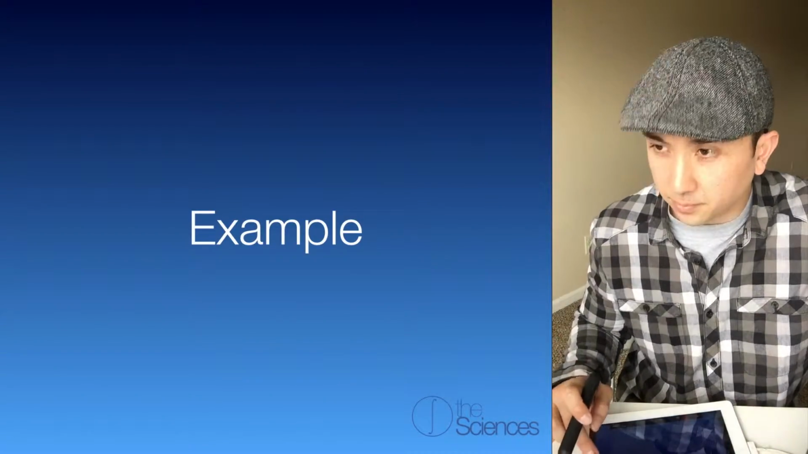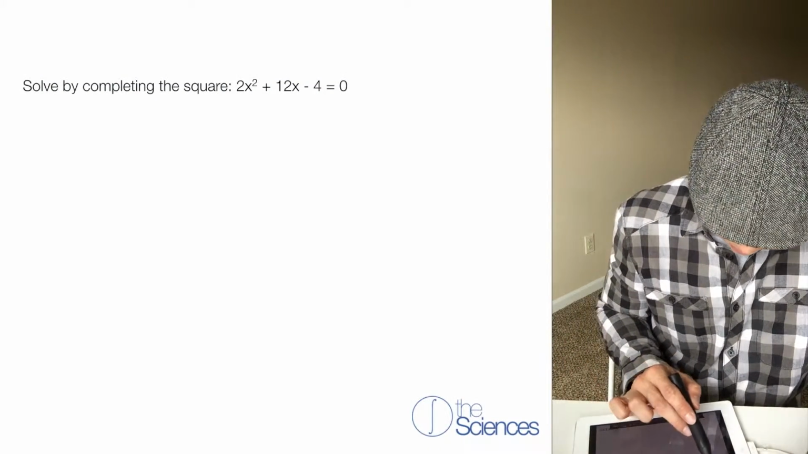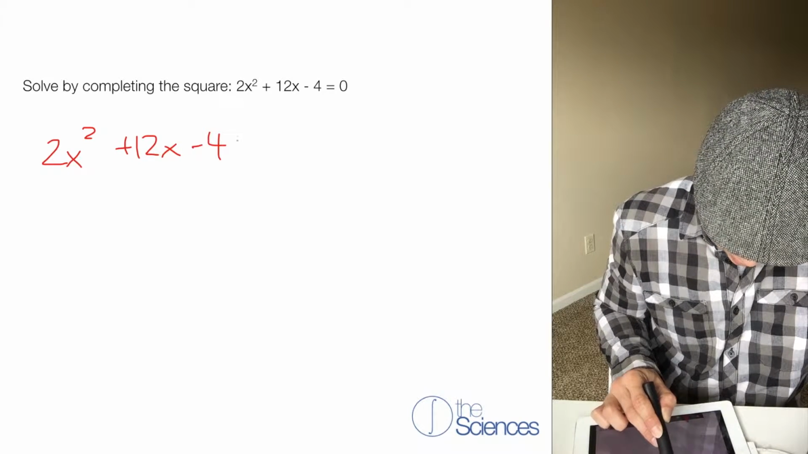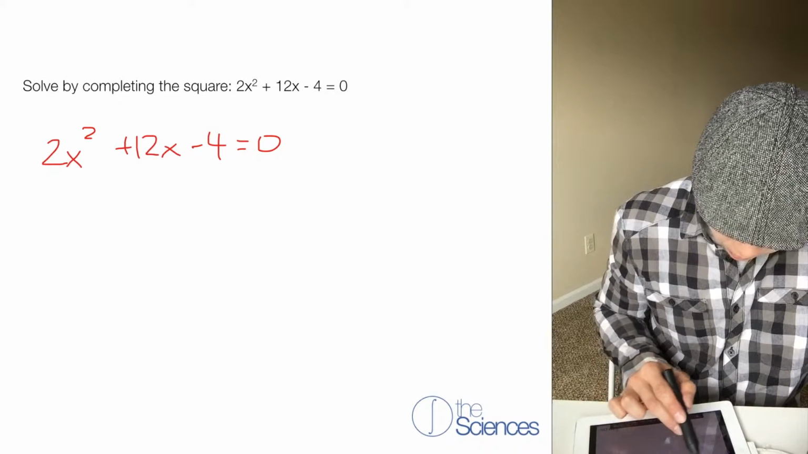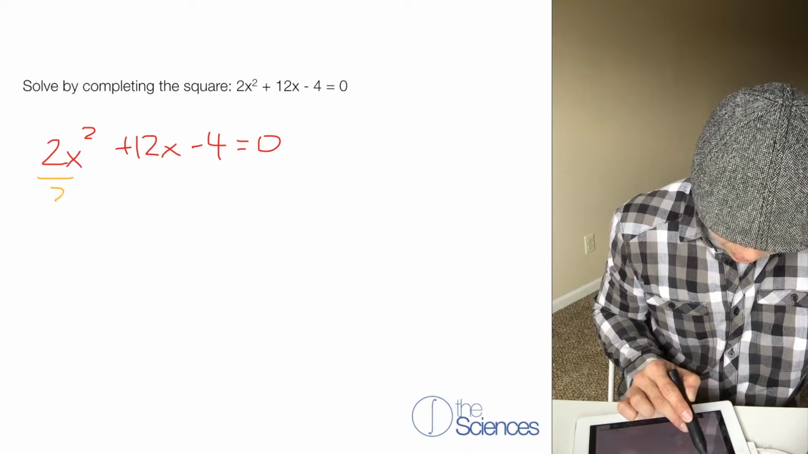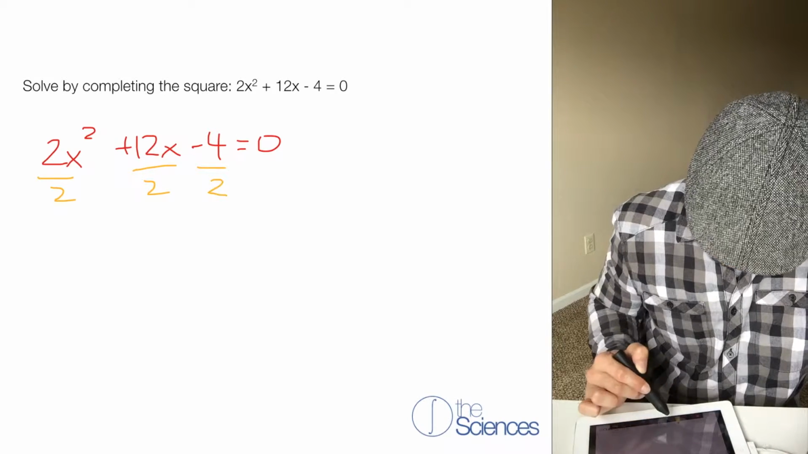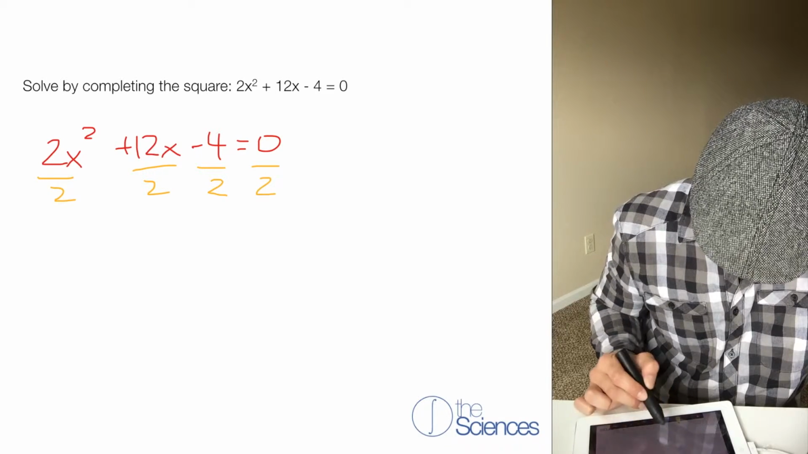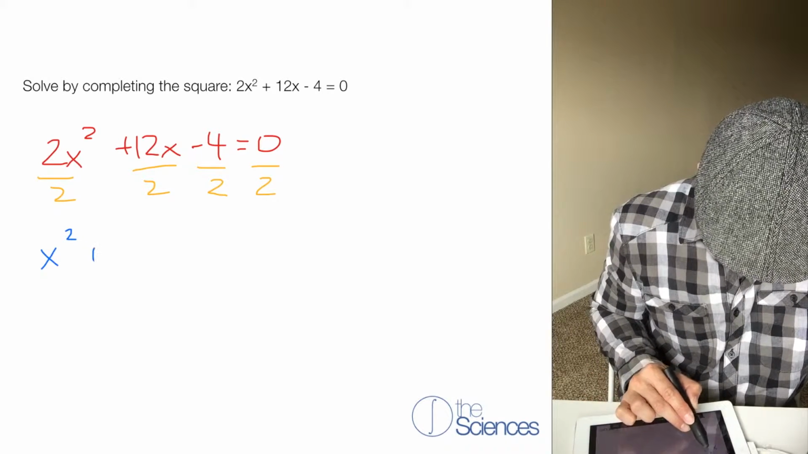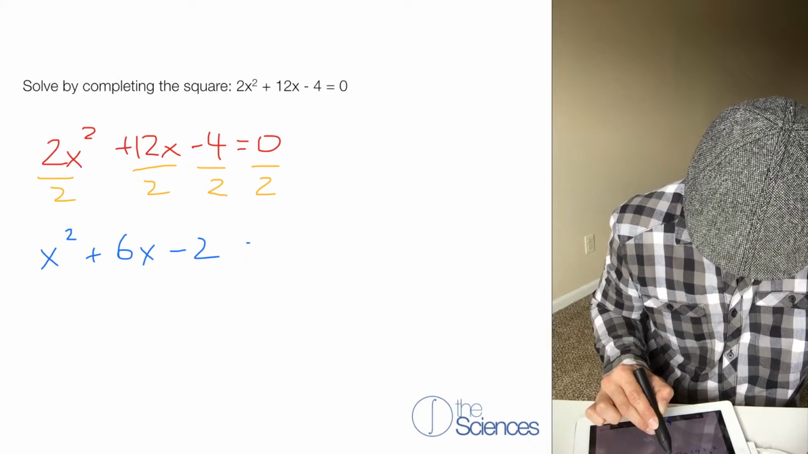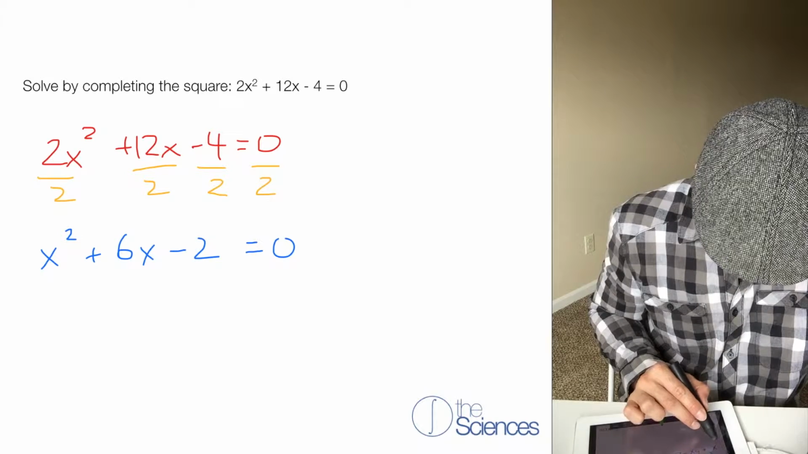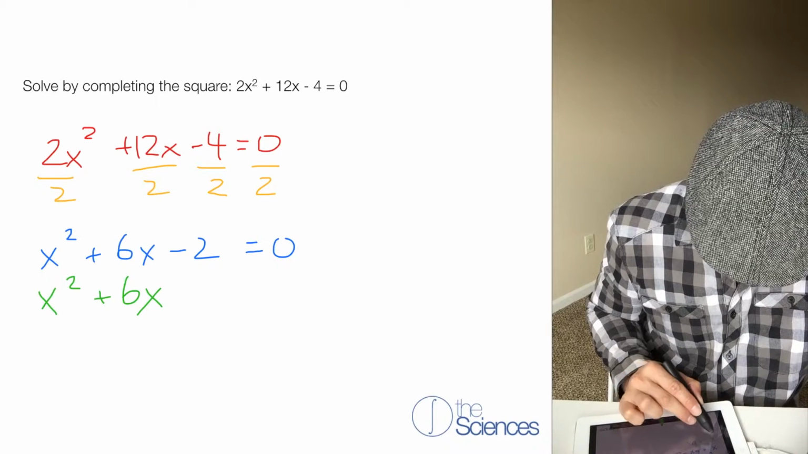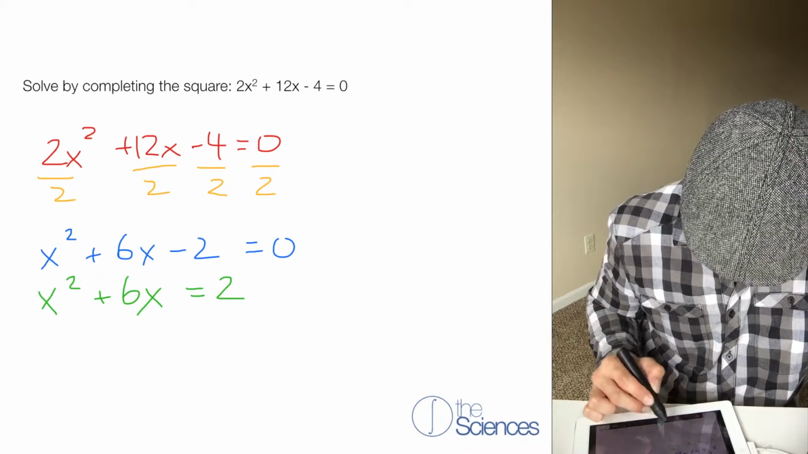So let's do an example. Let's solve by completing the square: 2x squared plus 12x minus 4 equals 0. The first thing we're going to do is simplify this by dividing by 2. This will give us x squared plus 6x minus 2 equals 0. Now we'll move 2 to the other side so that we have the form x squared plus bx equals 2.